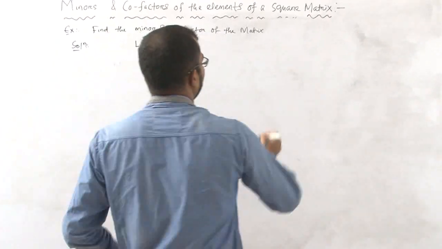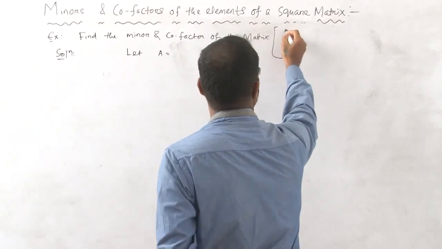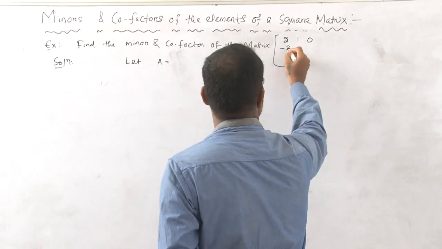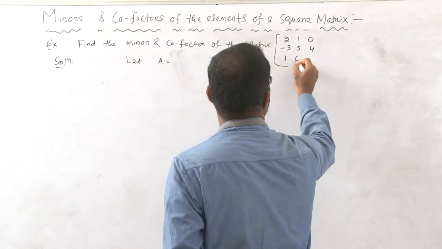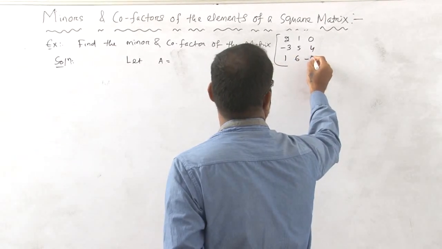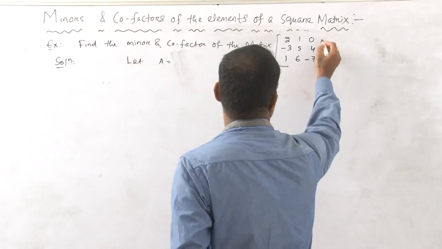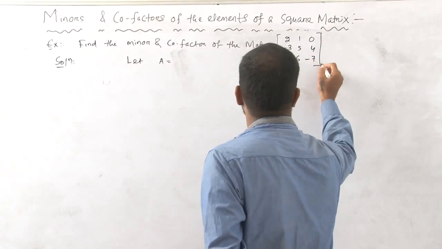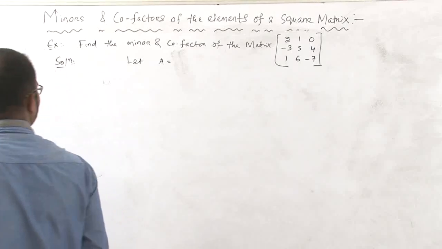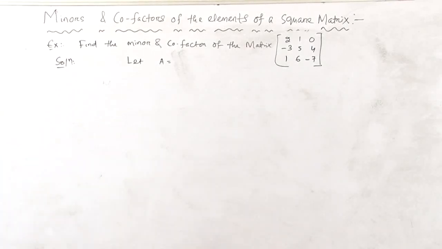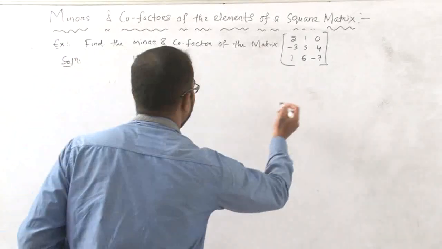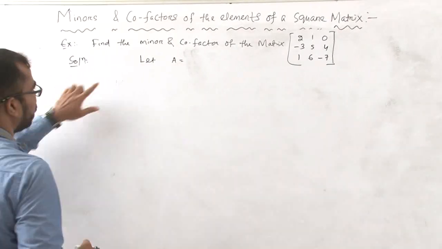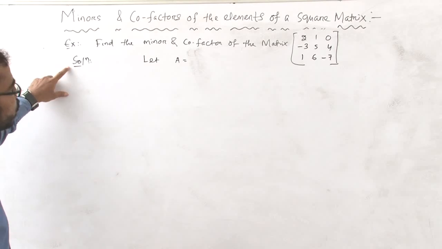Find the minor and cofactor of the matrix 2, 1, 0, 3, 5, 4, 1, 6, -7. So here is a matrix, and we take it as a third order matrix. Now we evaluate the solution of this matrix.